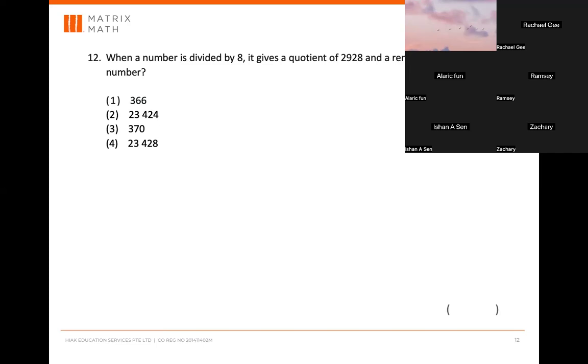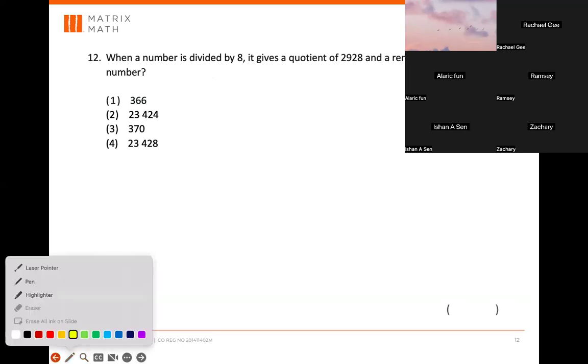Question 12. This is something that most of you make mistakes on. Okay. When a number is divided by... I'm not done with question 11. Okay. So sorry.